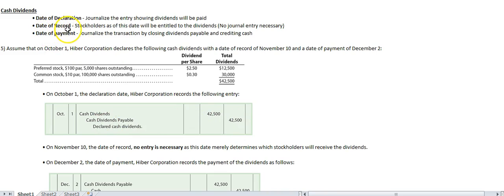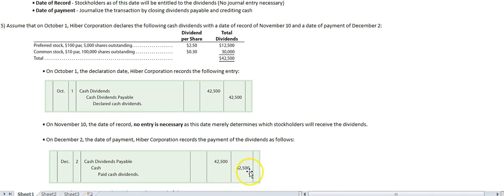The date of record simply states who's going to get paid. And that's the person that owns the stock on that date will be the individual being paid the dividend. And usually the dates always go in this order, right? This is the first date, this is the second, and this is the last. It's the date of payment. The date of record has no journalizing entry associated with it. It simply establishes who's going to get paid. Okay? And the date of payment is the day you pay, and then of course you're going to close your dividends payable, and you're going to pay the cash out, right?